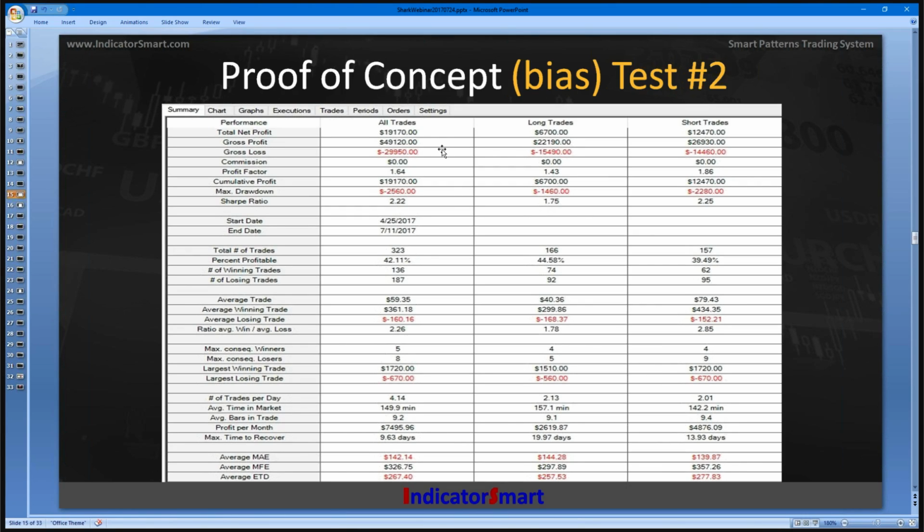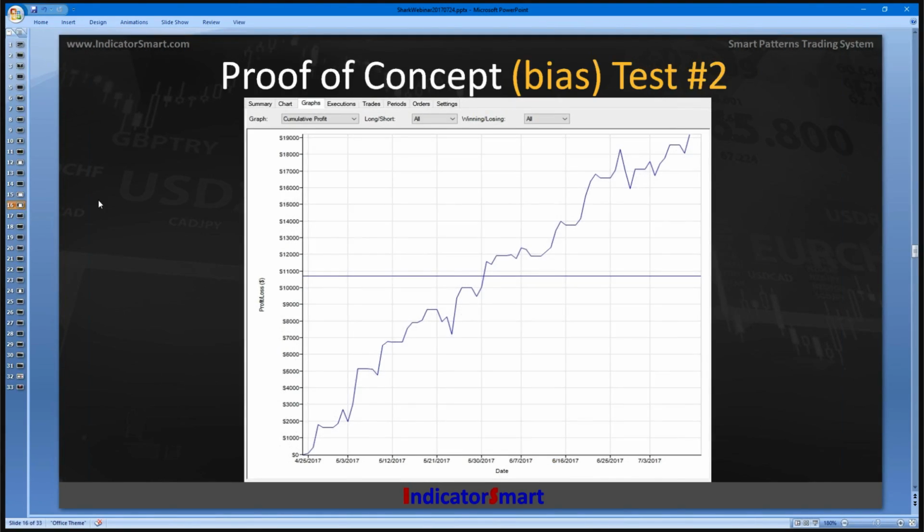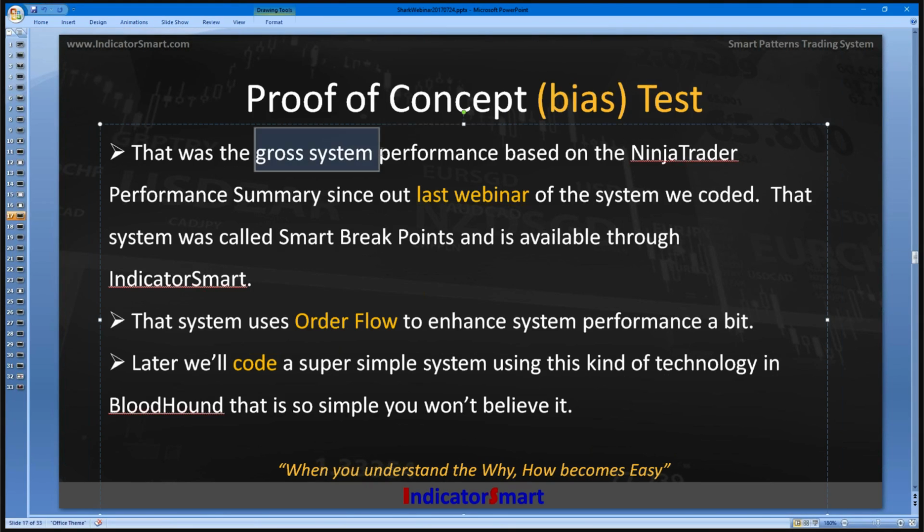So this is since the last Shark webinar, 425, that we did, and we actually coded this system live at the last webinar. That's the equity curve for it since the webinar. It was amazing. And so that was a gross system performance based on NinjaTrader performance summary since our last webinar, the system we coded. And that system was called the Smart Breakpoint system. That's available through our sister site, IndicatorSmart.